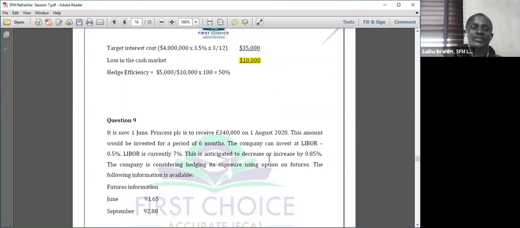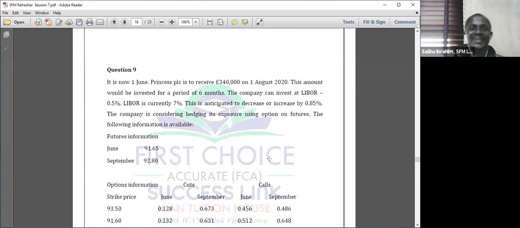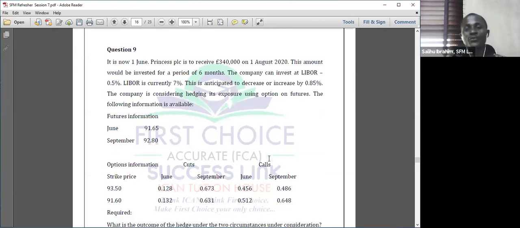It is now 1st June. Princess PSC is to receive 340,000 pounds on 1st of August 2020. This amount will be invested for a period of 6 months. The company can invest at LIBOR minus 0.5%. LIBOR is currently 7%.